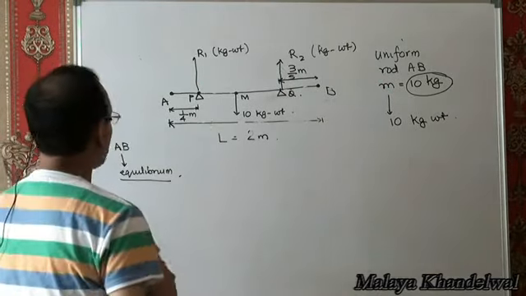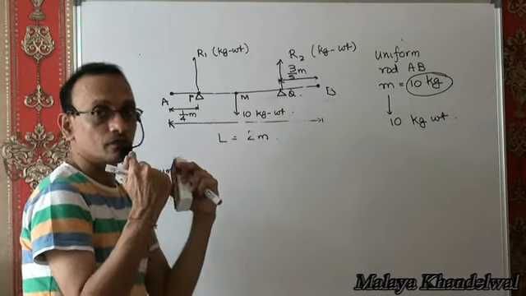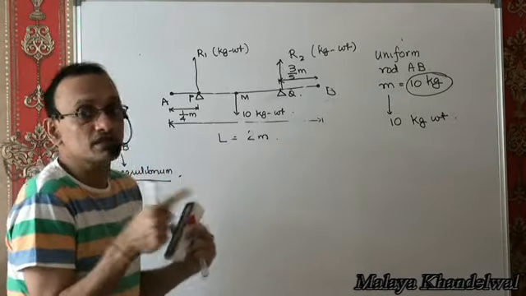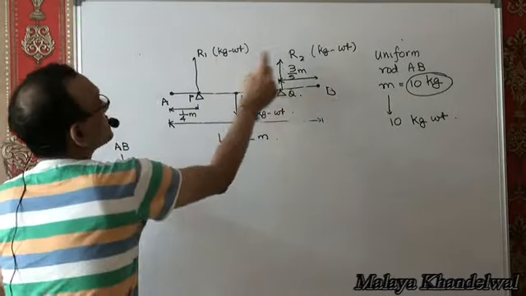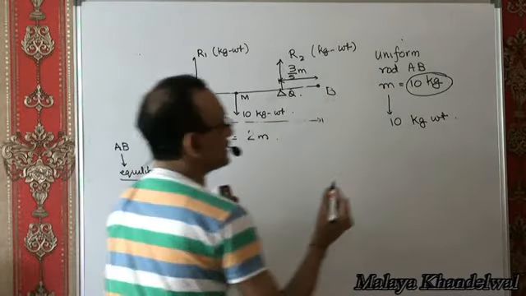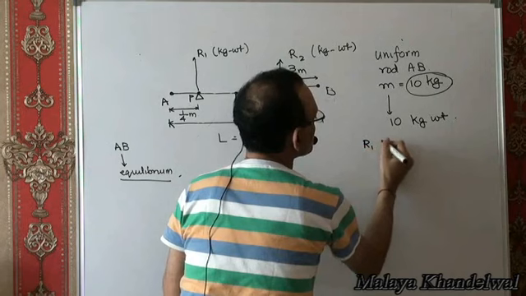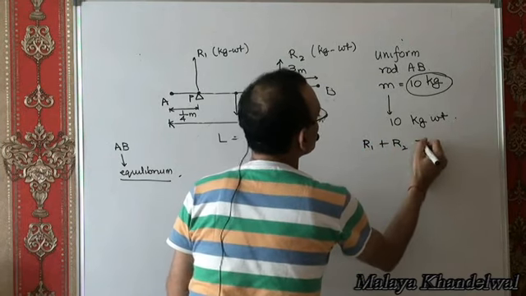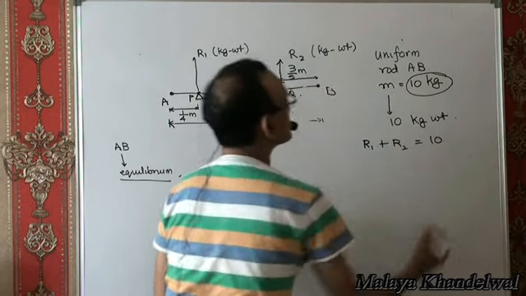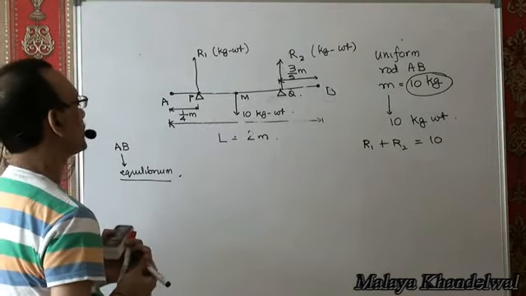Surely, for equilibrium, all vertical forces must cancel off. That means R1 plus R2 must together support the 10 kg weight force. Yes or no? R1 plus R2 must together support a 10 kg weight force. Right?